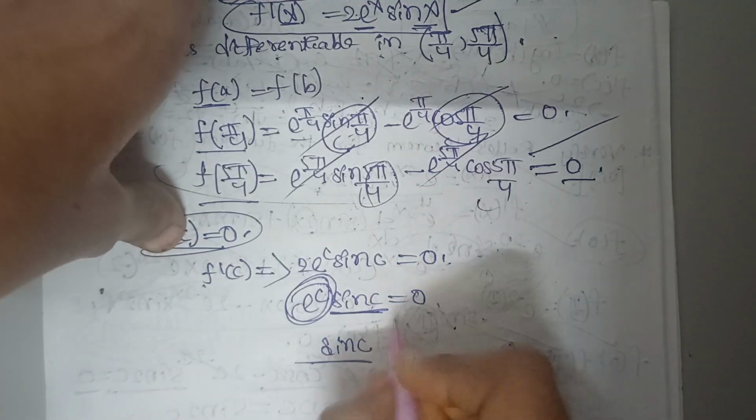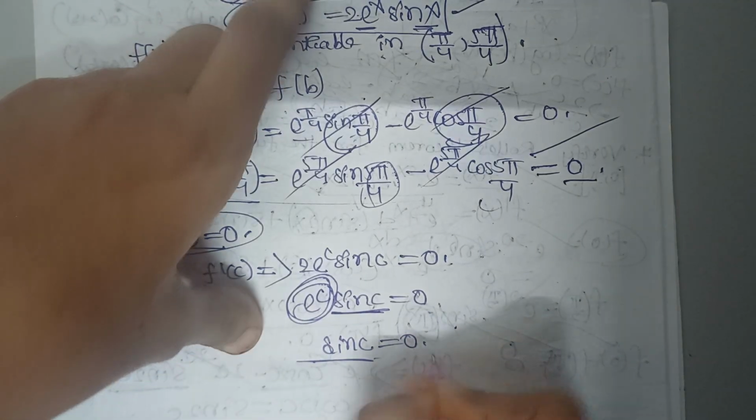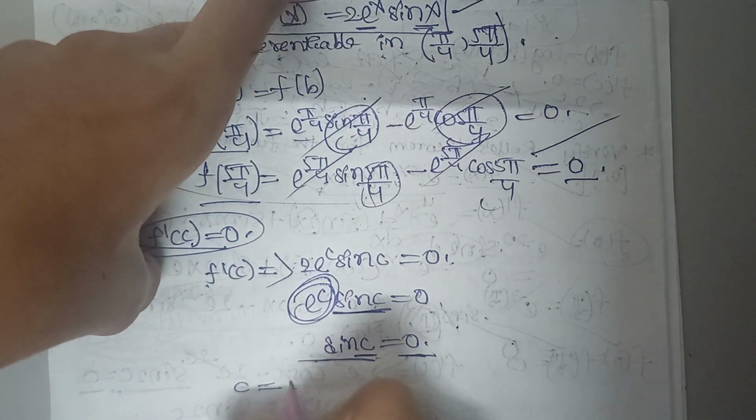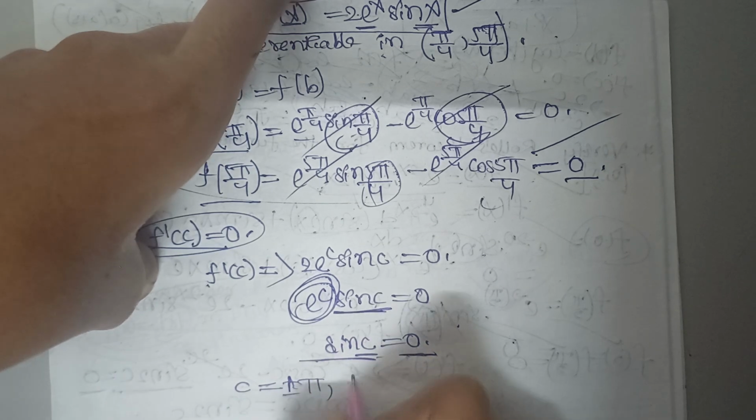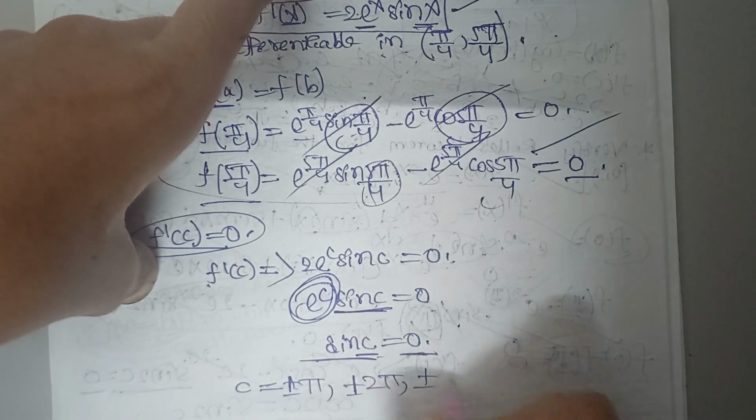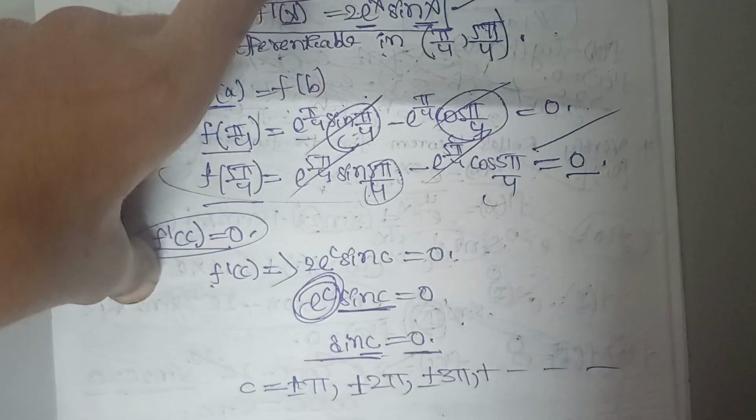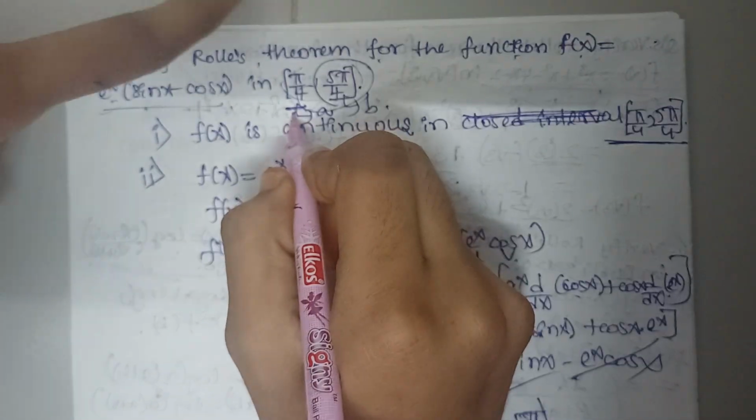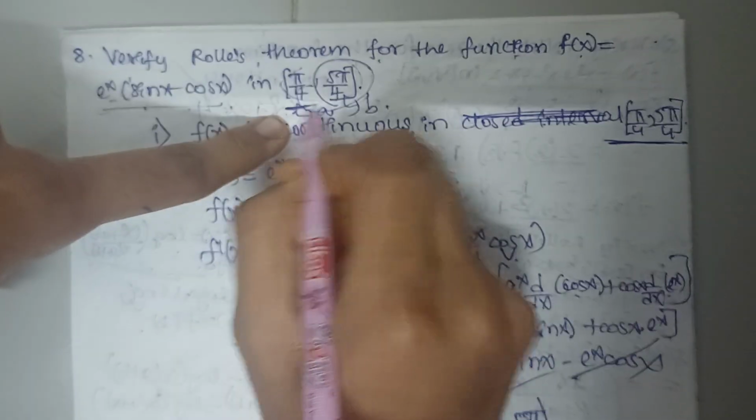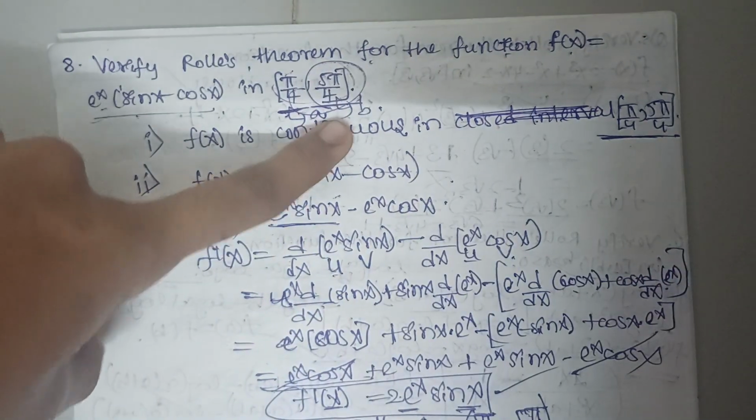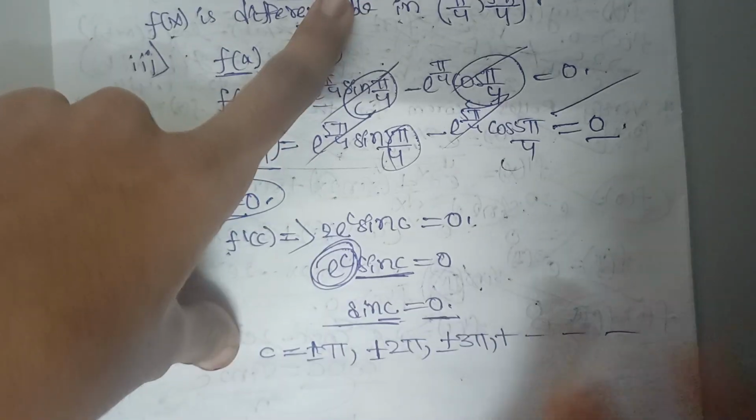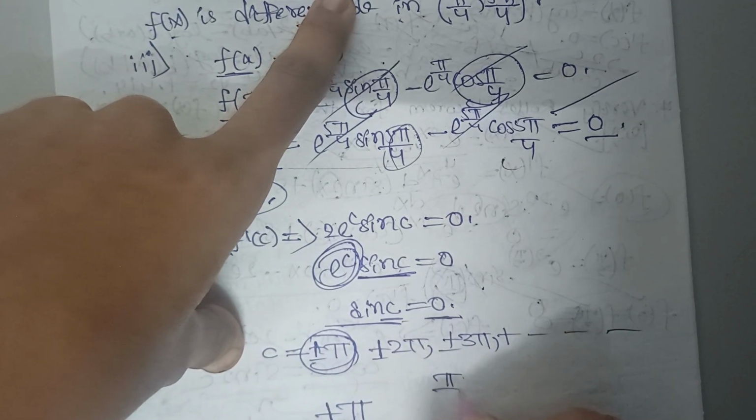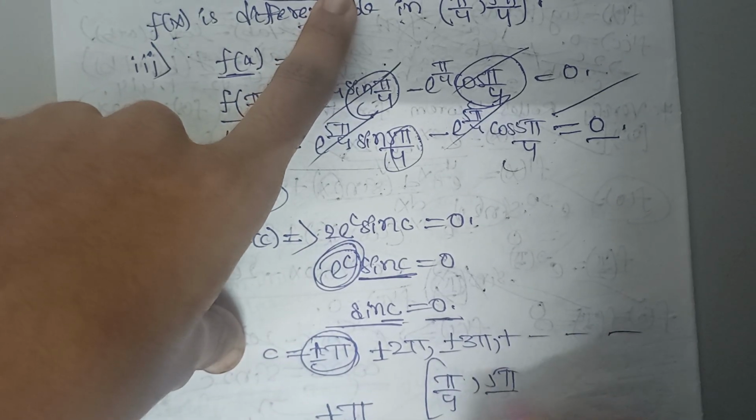So sin c equal to 0 means it can be 0 for every integral multiple of pi, right? So c can be plus or minus pi or plus or minus 2 pi or plus or minus 3 pi and so on. But they have asked to verify whether this Rolle's theorem gets satisfied in the interval pi by 4 and 5 pi by 4 or not. If you can see here, among these only plus pi is the one which lies in between pi by 4 and 5 pi by 4, right?